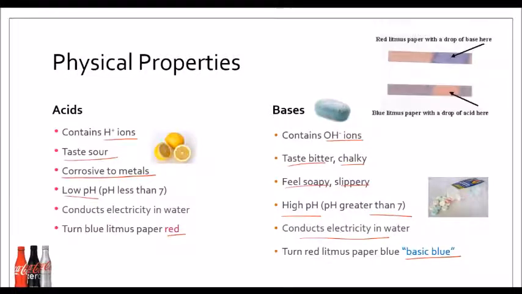So here's our litmus paper. Red litmus paper with a drop of base will turn it blue. Blue litmus paper with a drop of acid will turn it red.